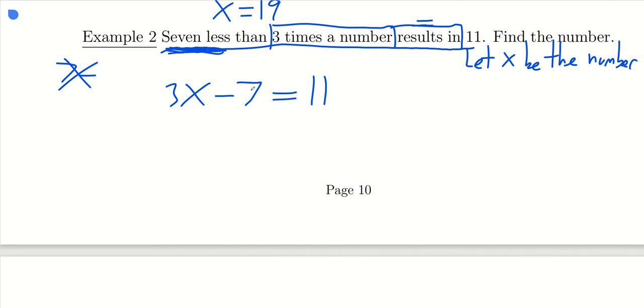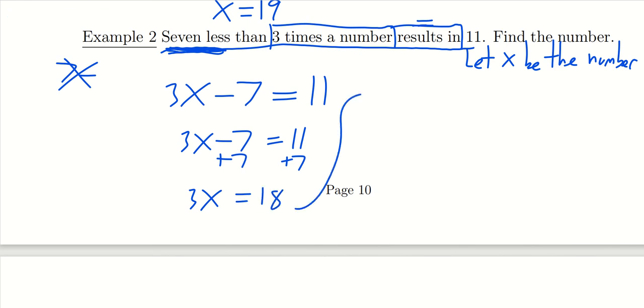Each side is already simplified. The x is over here on the left-hand side. To isolate it, we would need to add 7 to both sides. This would give us 3x equals 11 plus 7 is 18. And then lastly, to get the x by itself, we would need to divide both sides by 3. So x equals, 3's cancel, 18 divided by 3 would be 6.